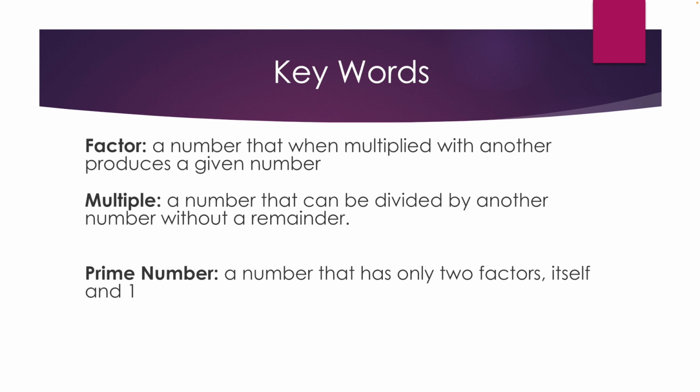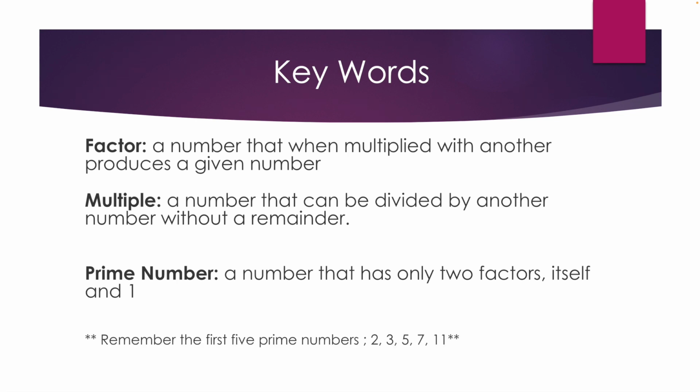A prime number is a number that only has two factors, itself and 1. So for example, 3 is a prime number because the only numbers that go into 3 are 1 and 3. 2 doesn't go into 3, and any number that's bigger than 3 isn't going to be a factor. So a prime number only has two factors, itself and 1.